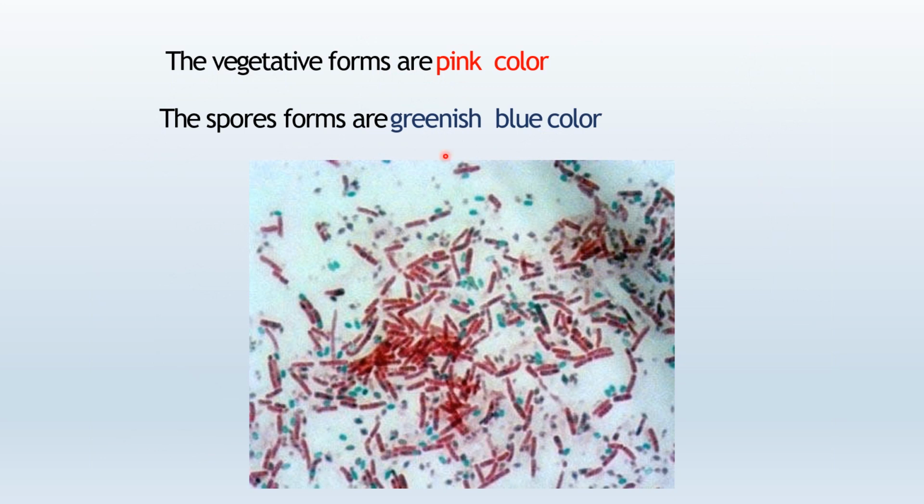So this slide shows the spore staining, in which the vegetative forms appear pink colored while the spore forms are greenish or blue in color.